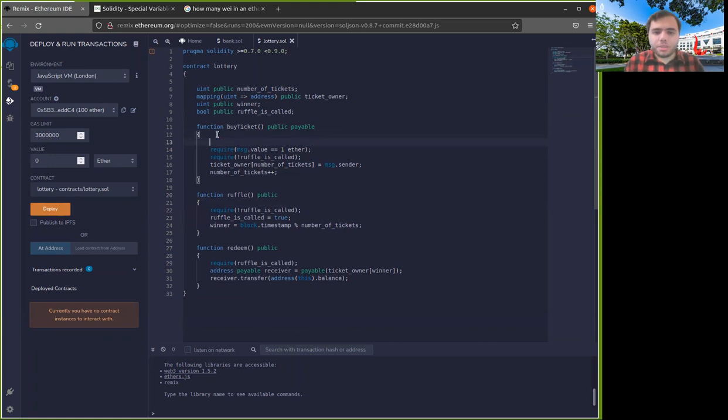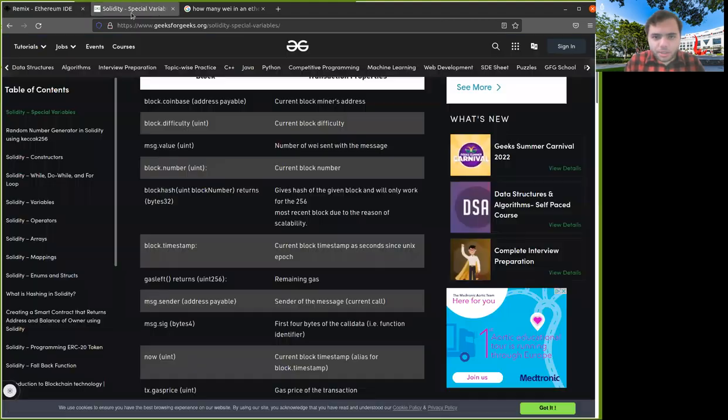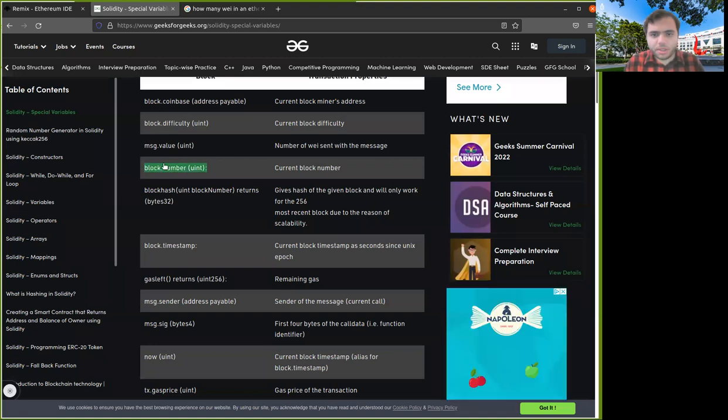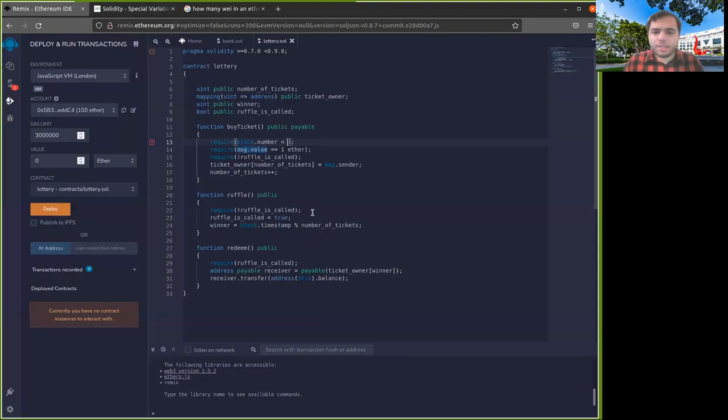So here, instead of all of these things, I could say require block.number to be less than some number.